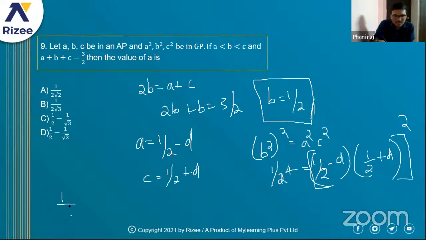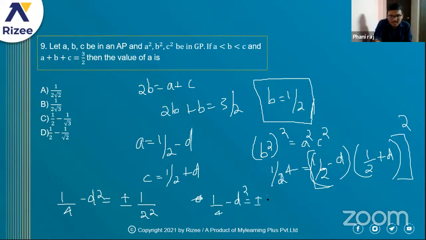Now what can you say? That is 1/4 minus D square equal to plus or minus (1/2) square, that is 1/4. So 1/4 minus D square equal to plus or minus 1/4. Now if this is plus 1/4, these two will get cancelled, and you get D equal to 0. That's not true. So this should be minus 1/4. So D square equal to 1/4 plus 1/4, which is 1/2, which says D equal to plus or minus 1/√2.